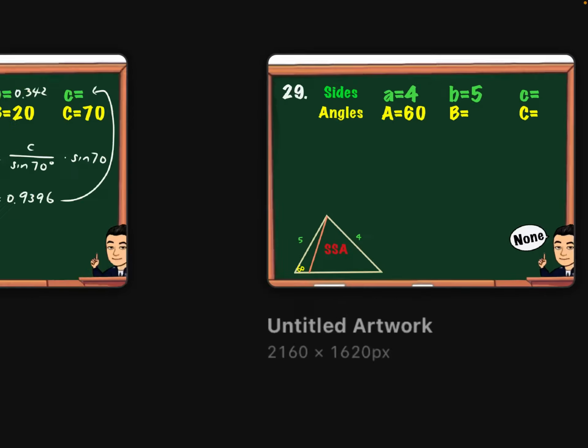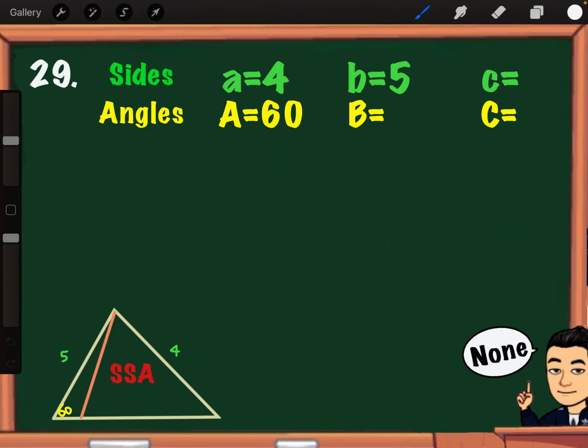All right, so here comes the interesting type of situation. We're going to have SSA, so we're going to have something called oblique triangles. First of all, I'm going to show you an example where you're not going to get any solution. First, we're going to apply the formula to look for the angle B. So you use side A over sine 60 degrees, set that equal to side B over sine angle B.